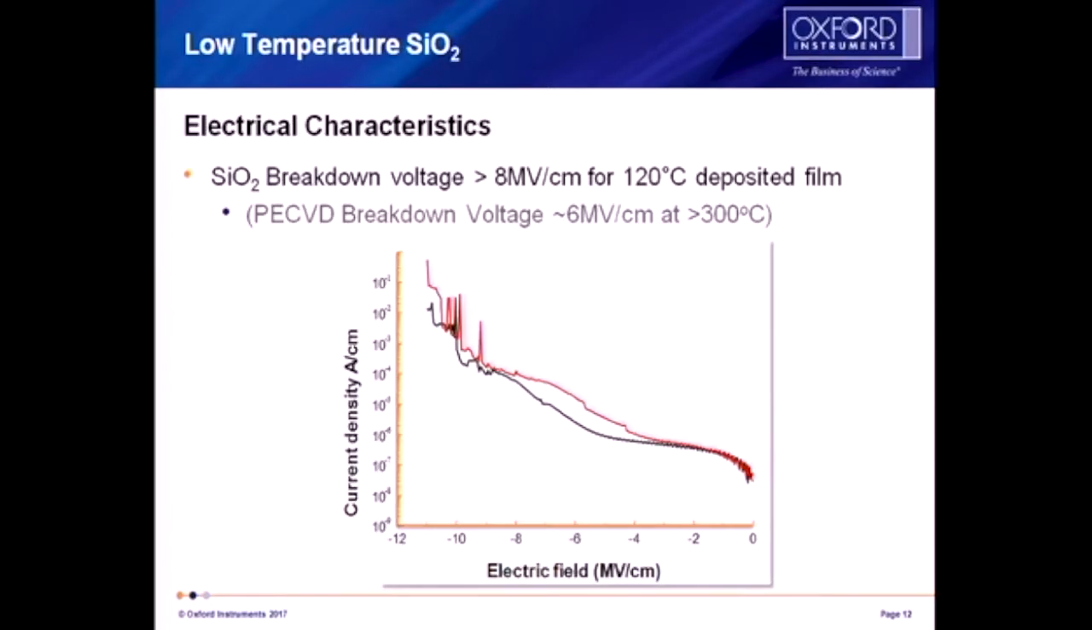Okay. The next important feature is the electrical characteristics. This is important because if you're depositing a film to be an insulating layer, you want to have really high breakdown voltage. With ICP CVD, we can achieve 8 megavolts per centimeter for deposition at 120 degrees Celsius. If we compare this to PECVD, we're working much more in the range of 6 megavolts per centimeter at over 300. So it's significantly better with ICP CVD, again widening the kind of substrates that we can use and deposit onto.